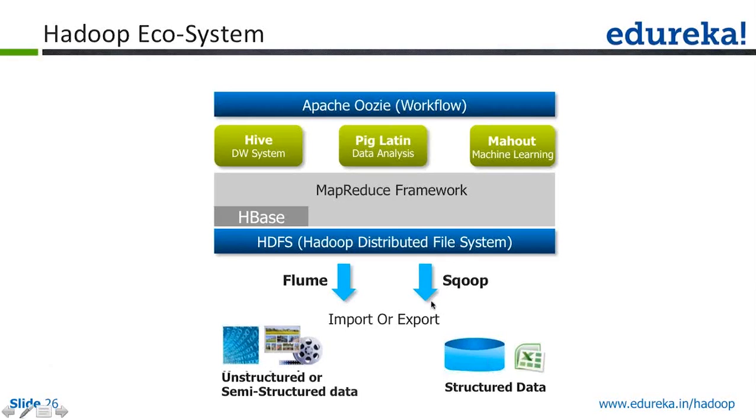So this is where we'll be using Scoop. We'll be covering Scoop in the class 2 itself. We'll be talking about data loading techniques. Flume is used to import unstructured or semi-structured data into Hadoop, which means that if you have data which is on the web, and you want to move that data using an API into Hadoop.